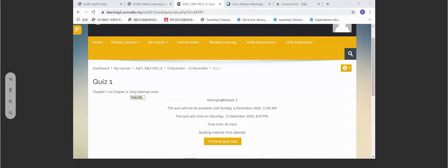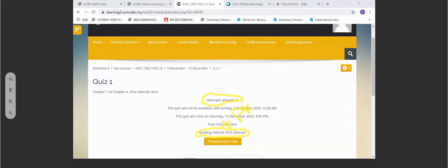If it's our real quiz, here you will see attempts allowed: 2. Okay, you can have 2 attempts. They give you information here. This date is not fixed yet, so follow the date I told you. The time limit will also be 60 minutes, and not 45. Then grading, this information is for sure. When we grade, we only take your first attempt. So I hope you can listen carefully.